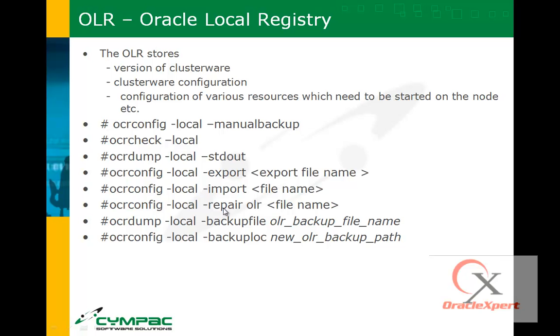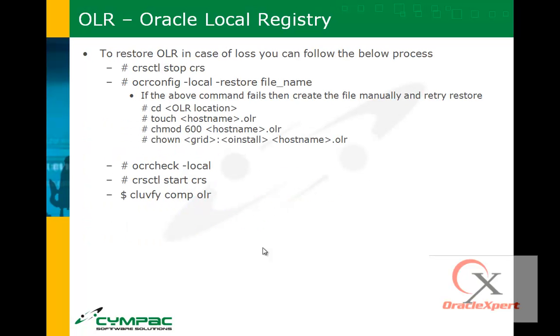For some reason, if you experience that it is corrupted, you can also request Oracle to repair it by saying ocrconfig -local -repair olr, followed by the file name. You can also change the location of the backup by mentioning backuploc equal to the new location. By default, my backup is going under C data. If I want the backup to go elsewhere, you can also change the location of that OLR backup.